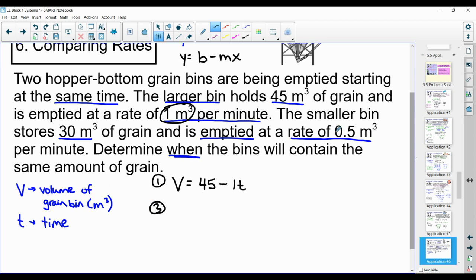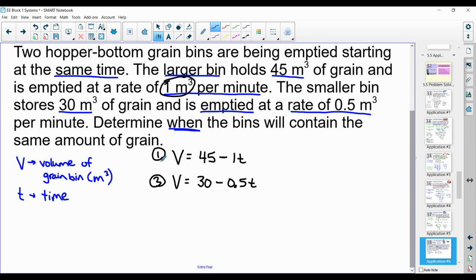All right, so looking at our second formula here, the smaller bin stores 30 meters of grain and is being emptied at a rate of 0.5 meters cubed per minute. So the volume of our second grain bin starts at 30, and then it's being decreased by 0.5 meters cubed. Notice I'm not putting any units in the equations because we have enough numbers to deal with here.